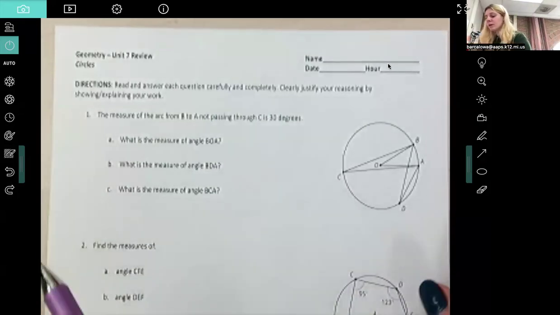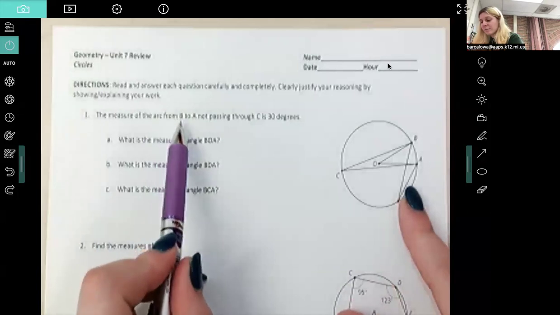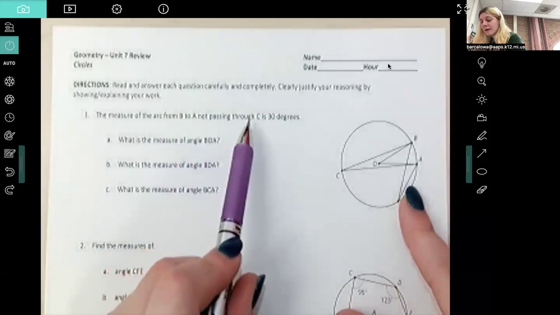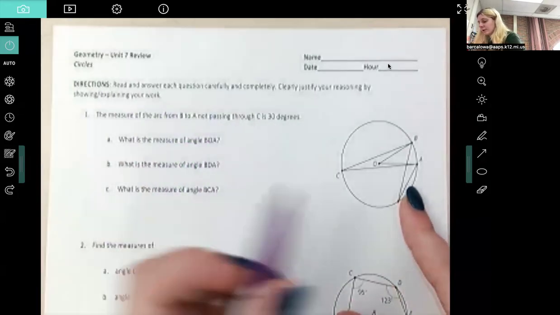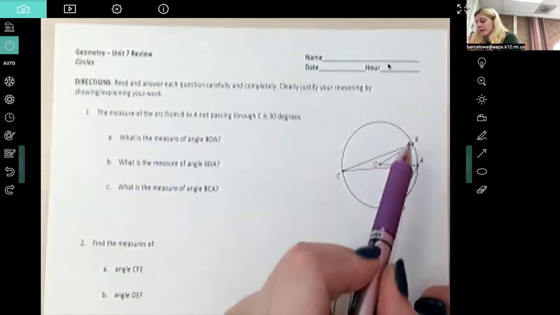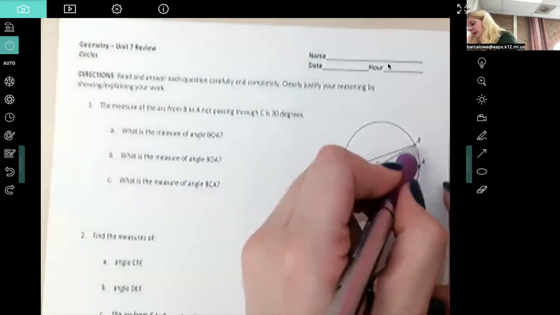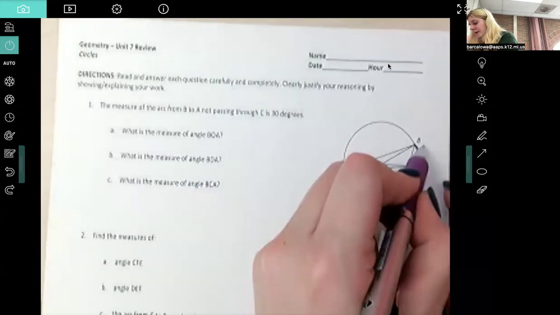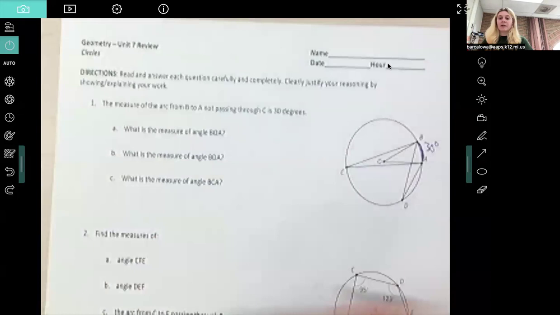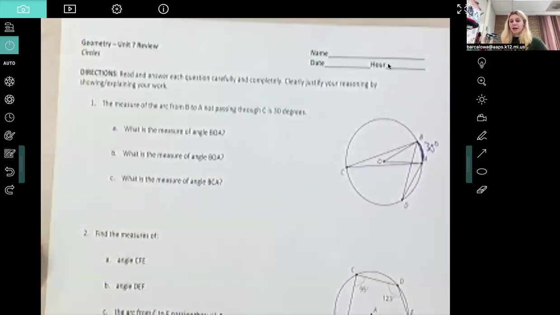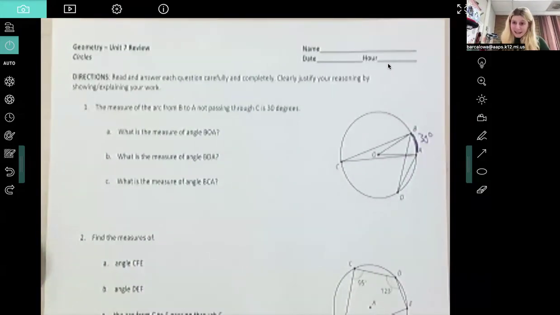Circles. The measure of the arc from B to A, but not passing through C, is 30 degrees. So from B to A. We could also have B to A this way, but they said not passing through C. So B to A here, the measure of that arc is 30 degrees. When we say the measure of the arc, that is the angle. Arc length is the actual length of that segment.